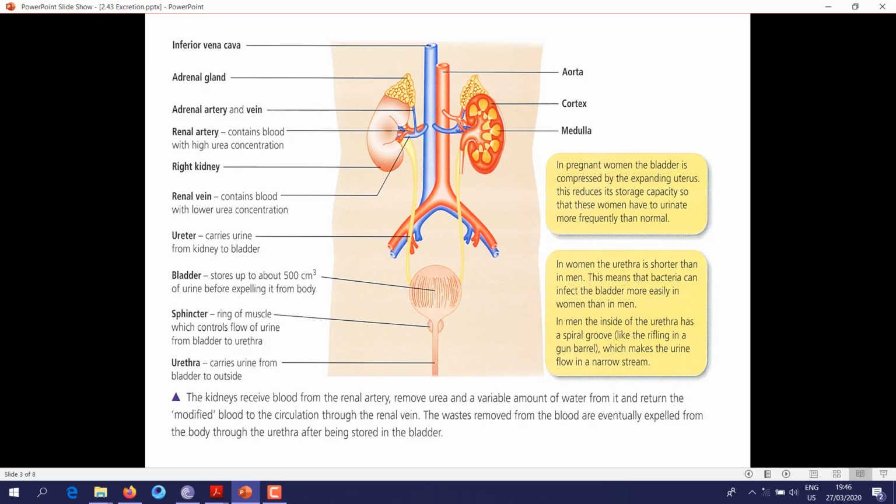Then the kidney gets the blood through a renal artery. The renal artery goes to the nephrons. Nephrons will filter the blood, then send the urea out. The urea will be sent out through the ureter. Then the ureter will send the urine into the bladder, where it is stored for a while, and then released out of the body through the urethra.